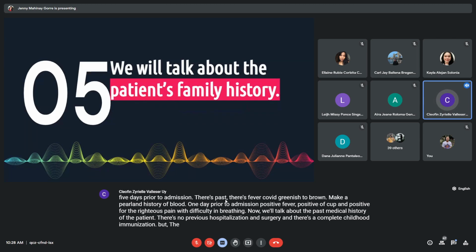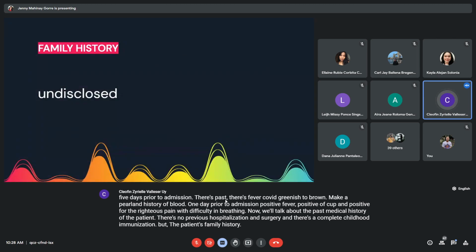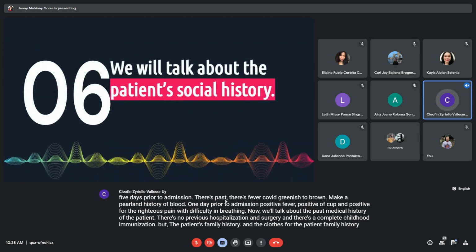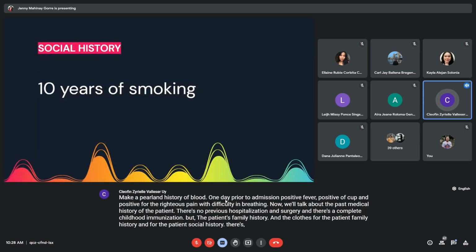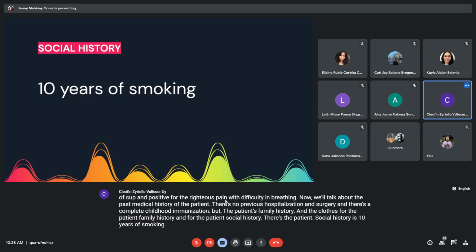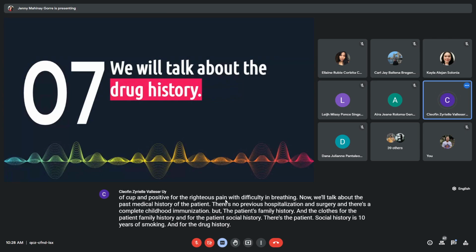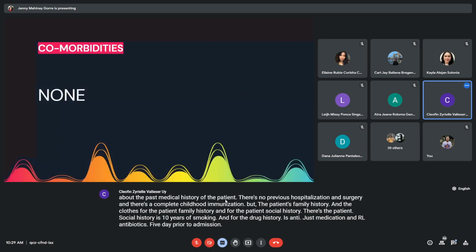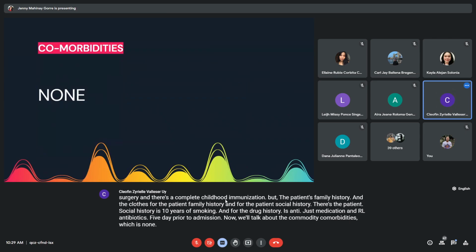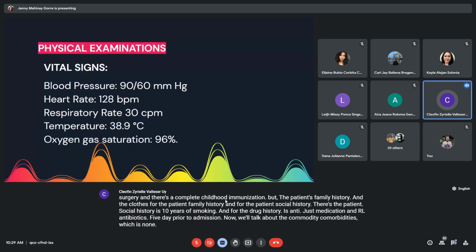The patient family history, and for the patient social history, there's 10 years of smoking. For the drug history, anti-tussive medication and oral antibiotics 5 days prior to admission. Now we'll talk about the comorbidities, which is none, and about the physical examination.